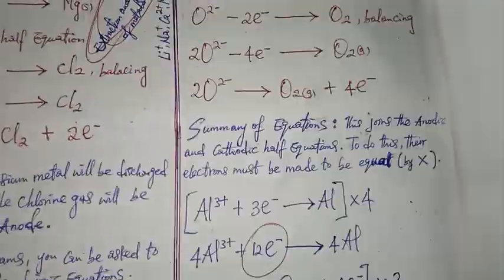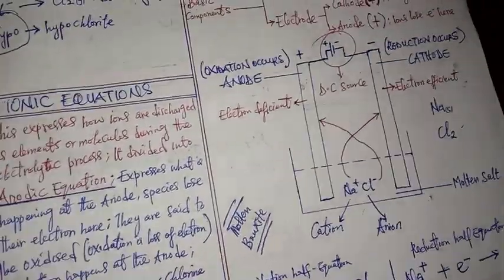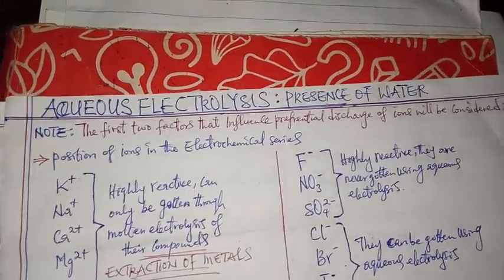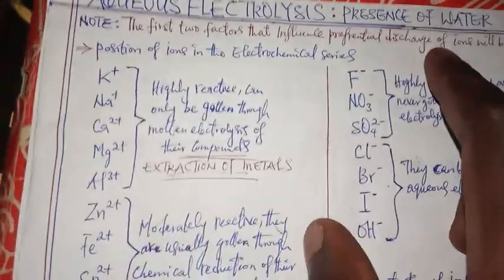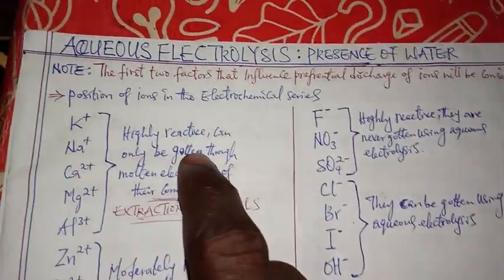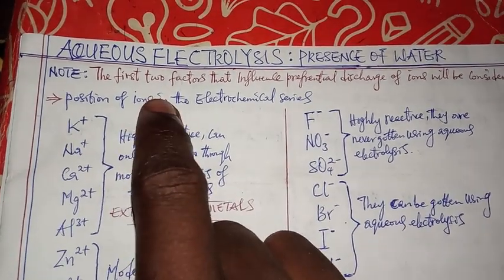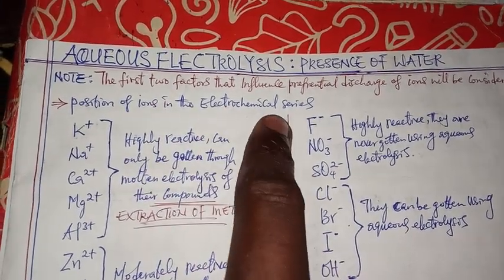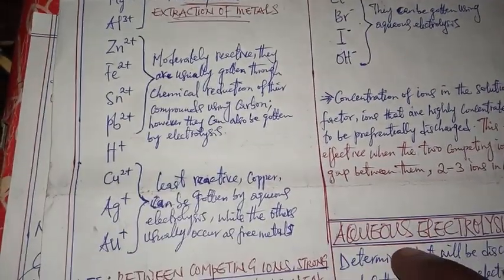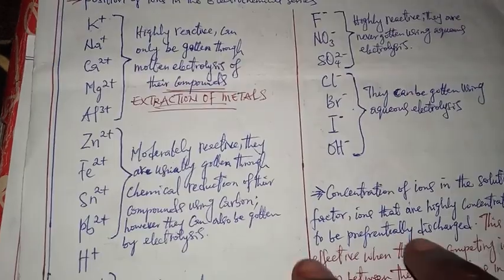So we're going to look into aqueous electrolysis fully. So this is aqueous electrolysis now. There's electrolysis in the presence of water, and we're going to concentrate on the two factors we mentioned. The first factor is position of ions in the electrochemical series. So we are saying that when two cations are competing.